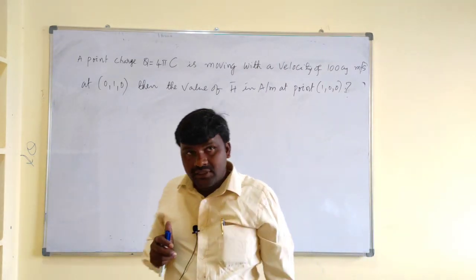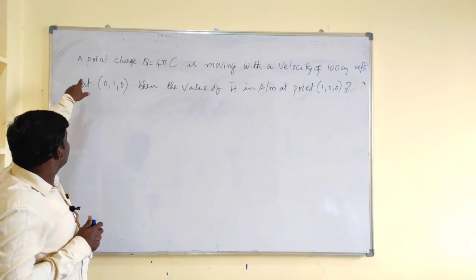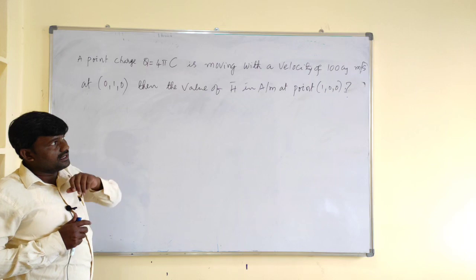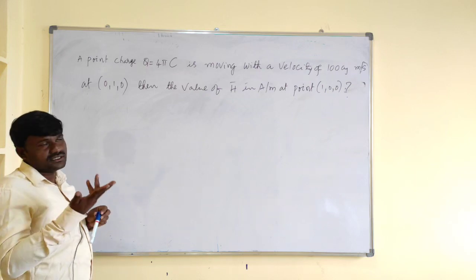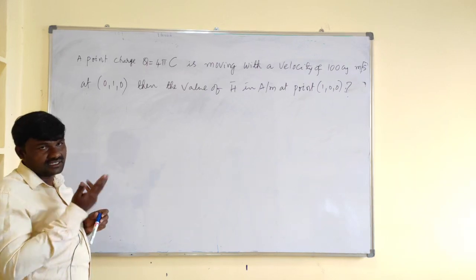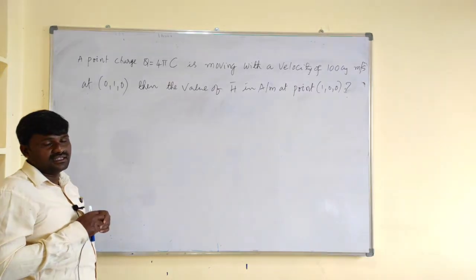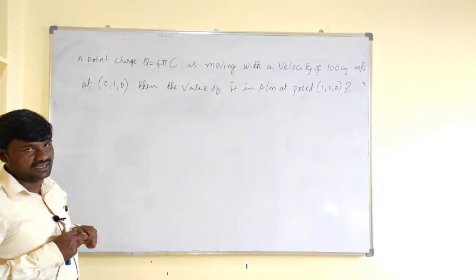So here this point charge is moving with a velocity of 100 a_y. Movement of charge is nothing but current. Flow of charge is nothing but current. So that's why there exists current, and as there exists current, there exists a magnetic field.